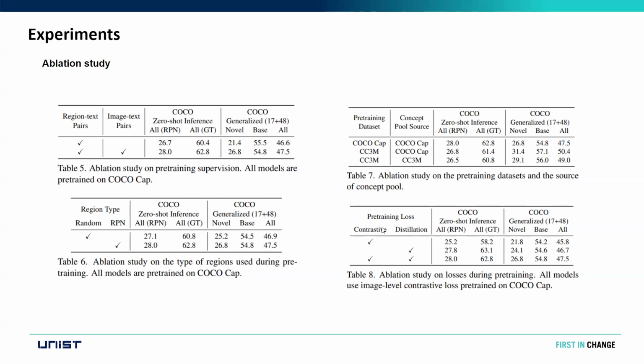Okay, then also for losses, they did the ablation study, which includes one of the losses or both of them combined. And when you have both losses, you get a better result overall. And this is all.